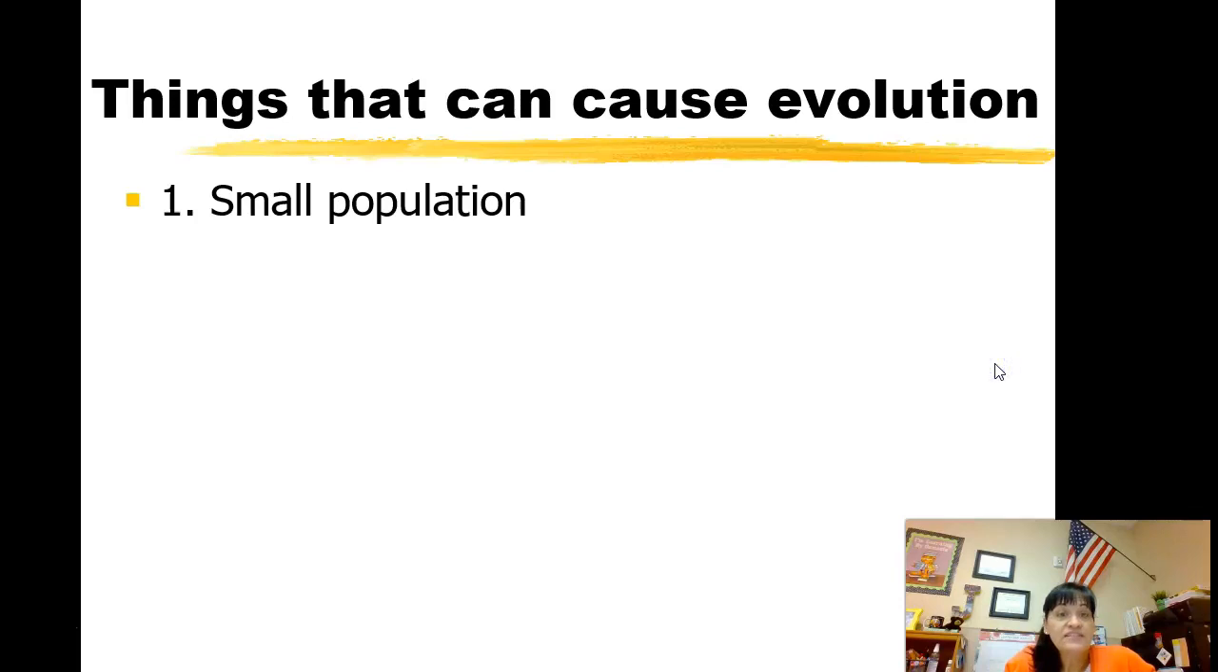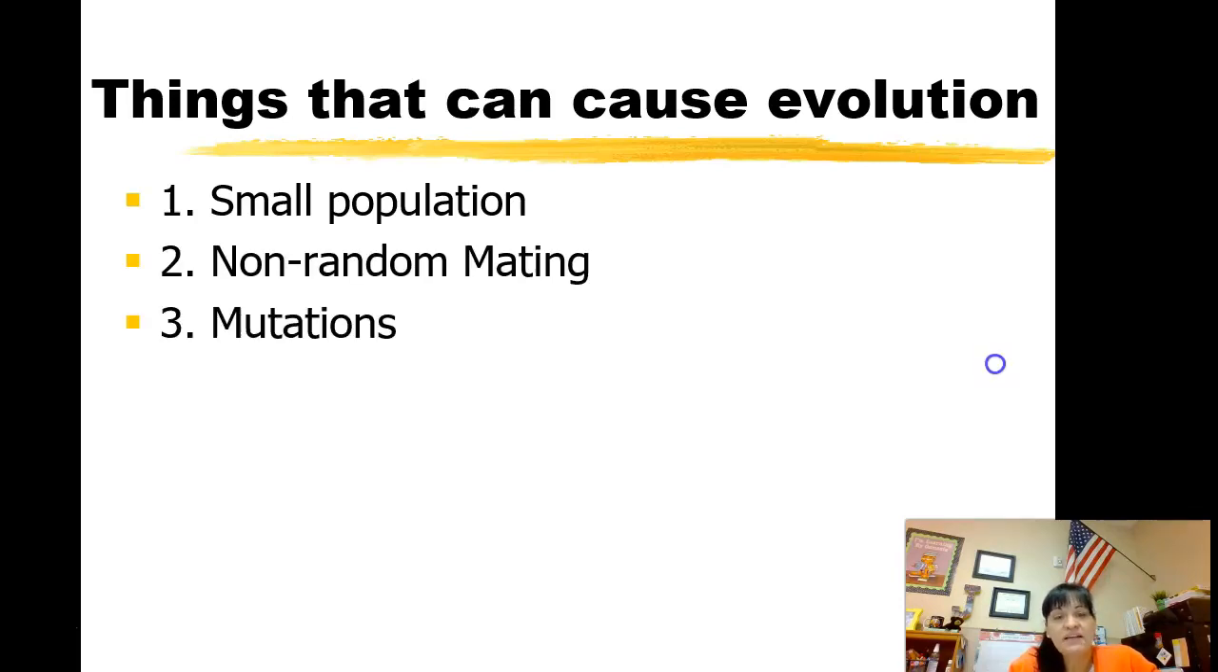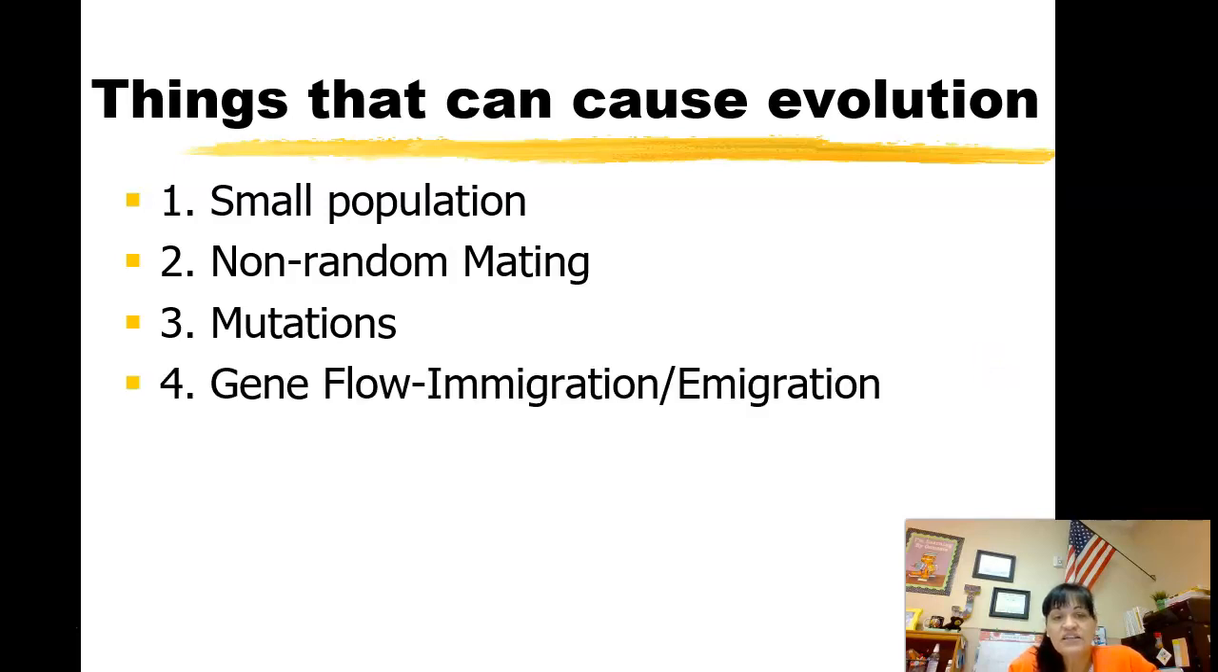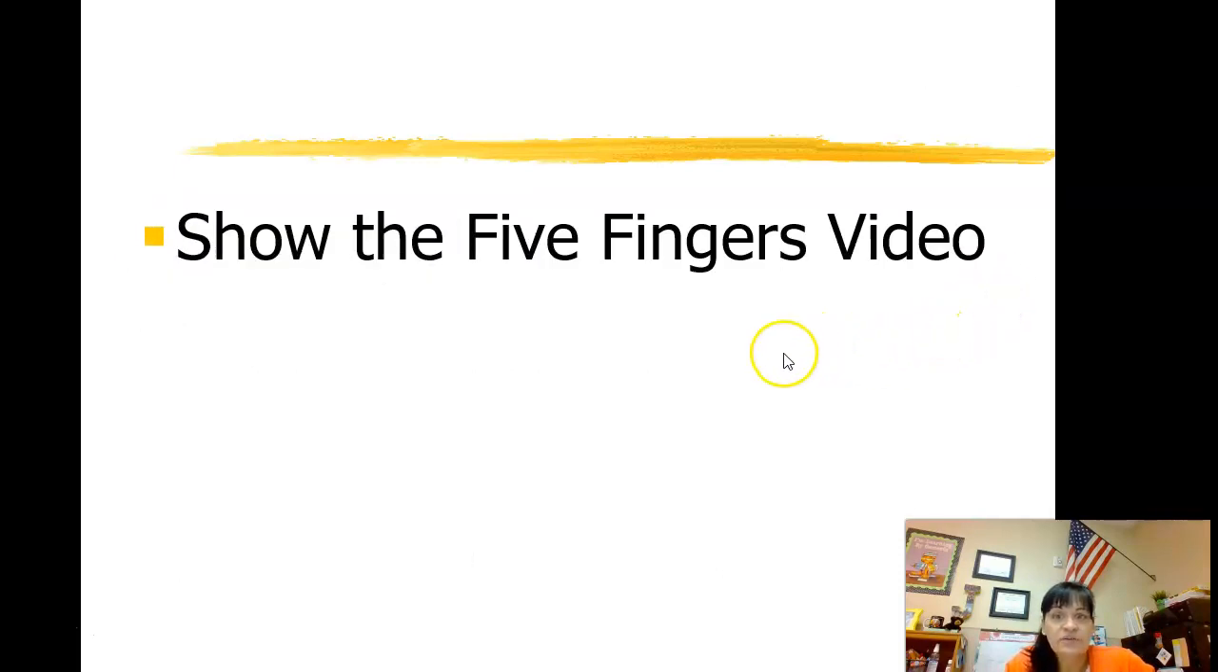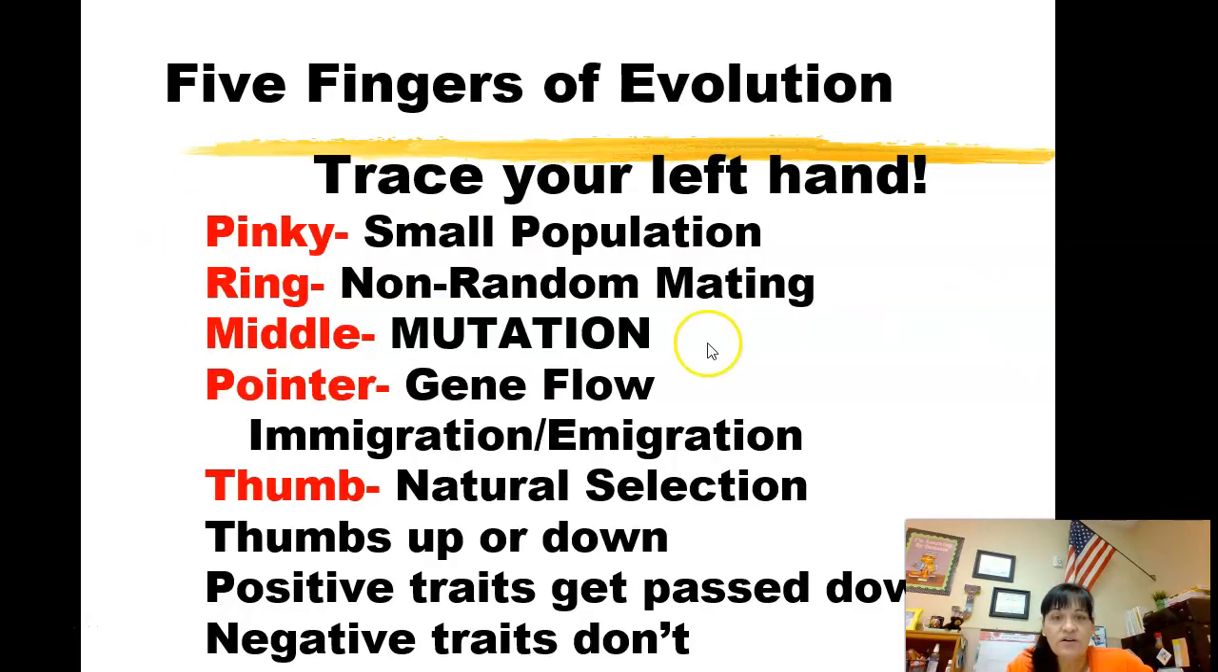5 things that can cause evolution would be a small population, non-random mating, mutations, gene flow, which is immigration and emigration, and adaptations or natural selection. So if they are supported, the alleles will become more common. If they're traits that are going to help them survive and reproduce, they'll be more common. If they're not supported, meaning it's not going to help them survive or reproduce, then they'll probably decrease in that population.